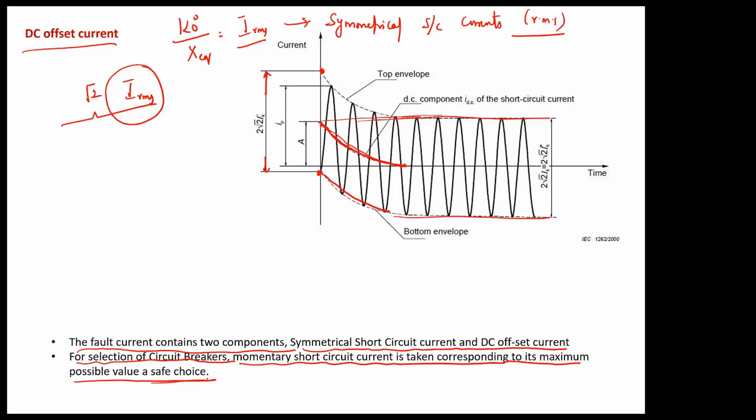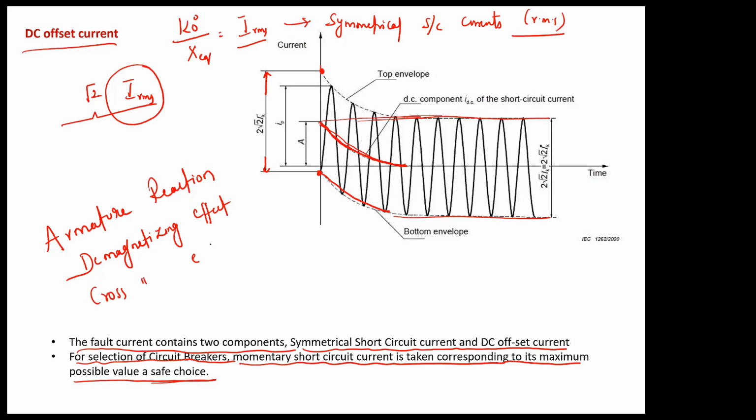For tomorrow's class, please read, at least on YouTube or Google, about armature reaction and come. What is armature reaction in synchronous machines? What is the demagnetizing effect of armature reaction? The second one is the cross magnetizing effect. Just read and come. What is armature reaction? How is voltage induced in a synchronous generator? You just have an idea.